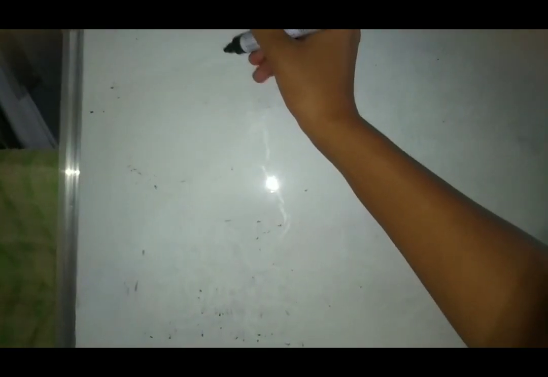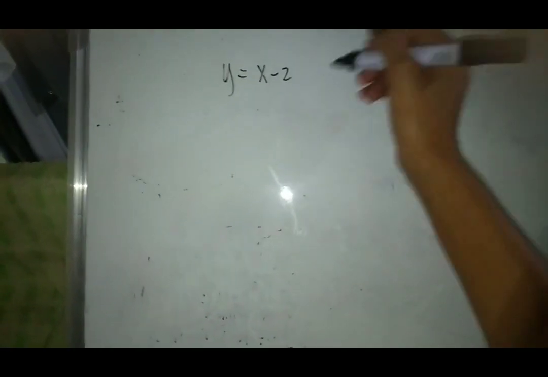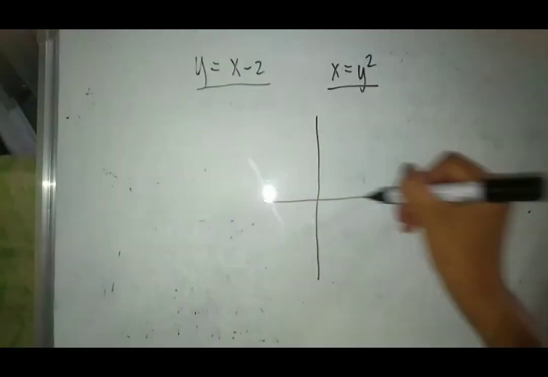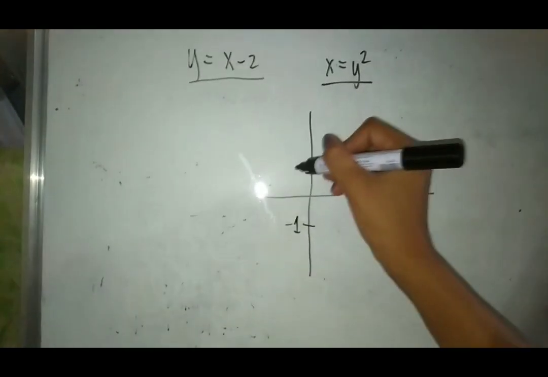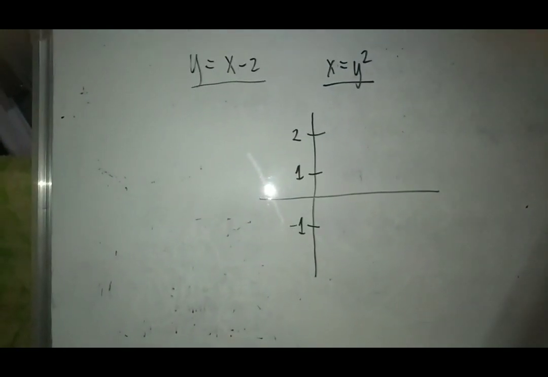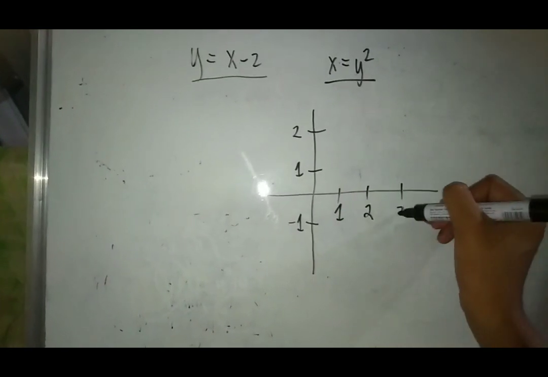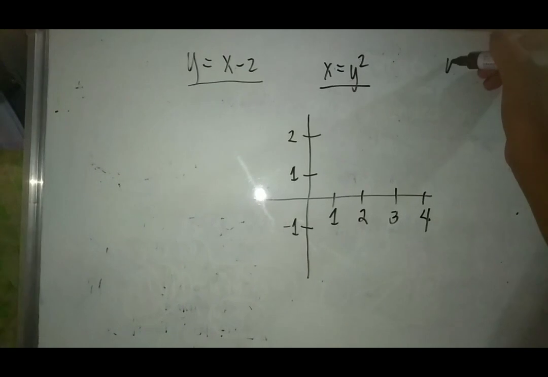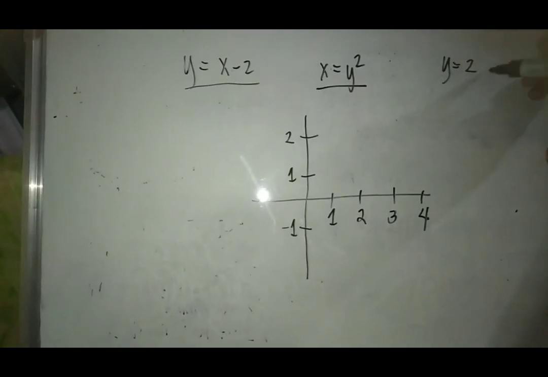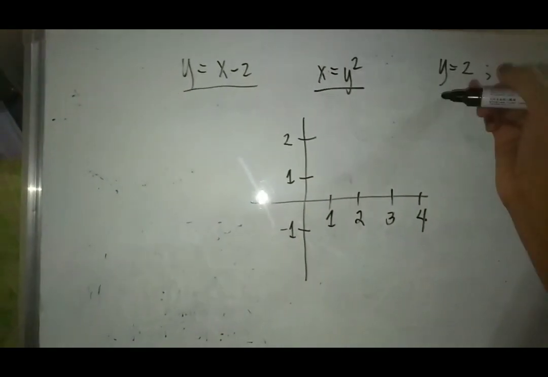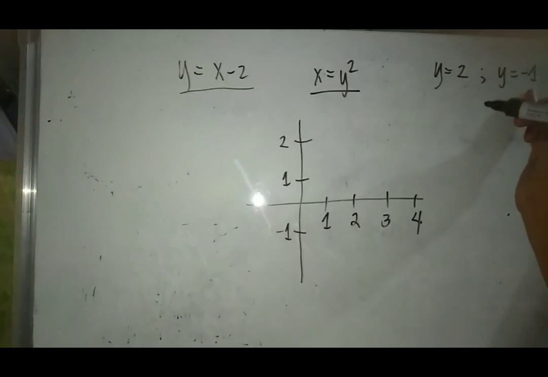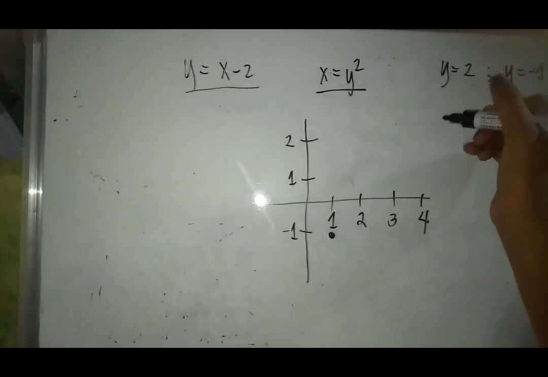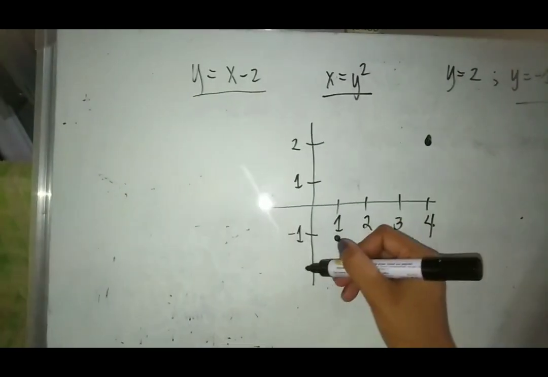Okay, we have the equation y is equal to x minus 2, and we also have x is equal to y squared. So this is the parabola and this is the line. Let us sketch. The graph will look like this, so use your GeoGebra. We have 1 here, then 2, 3, and 4. Since the values of y are positive 2 and negative 1, we have the upper limit and the lower limit. So the graph will look like this. We have negative 1 and here 2.